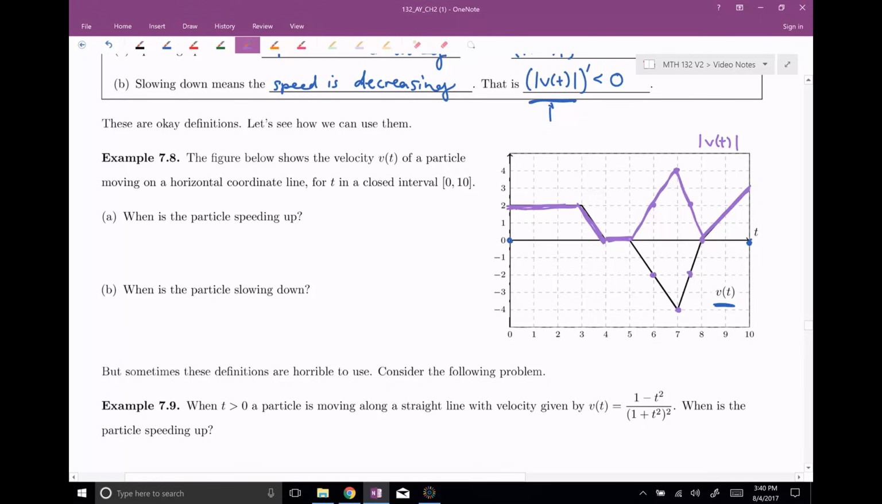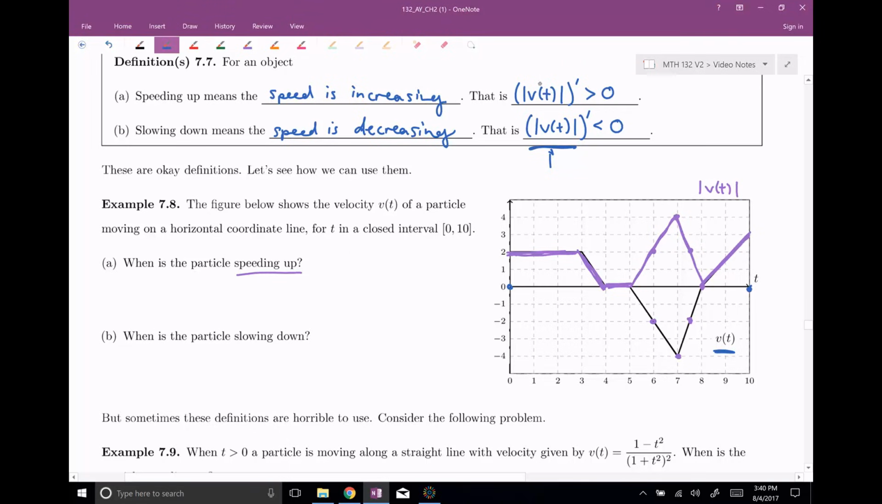And again, we want to know, when is the particle speeding up, right? So when is this increasing, aka, when does it have a positive derivative? So a positive derivative. Okay, let's move along here. I'm on my purple graph, my speed graph. So I'm moving along here. Okay, the derivative here is equal to 0. Then from 3 to 4, it's negative. Nope.